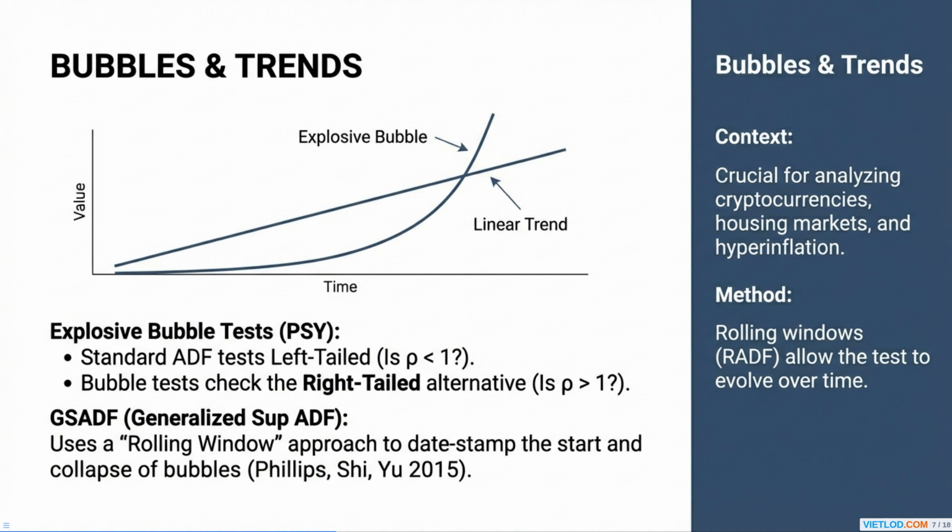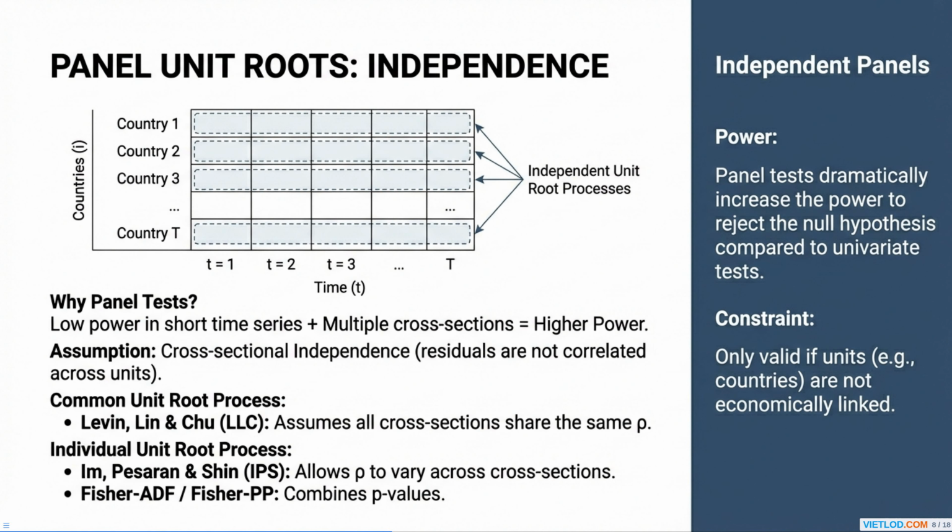The GSADF, Generalized Sup ADF test, is a powerful method for detecting and dating bubbles. It uses a rolling window approach, running the test repeatedly over expanding subsamples of the data. This rolling window method allows the test to identify not just the presence of a bubble, but also to date stamp its emergence and collapse with high precision.